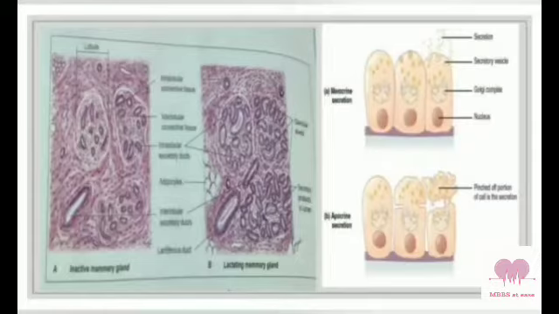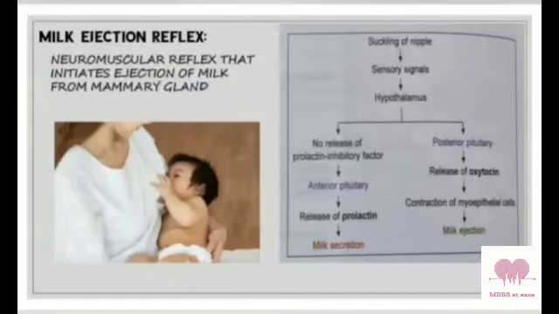The lipid droplets are released out by the apocrine secretion, where the small lipid droplets fuse to form larger droplets and are expelled out with a small quantity of cytoplasm and a part of plasma membrane. Until now, we discussed the development and histological features of mammary gland. Now, let us see how the milk is ejected.